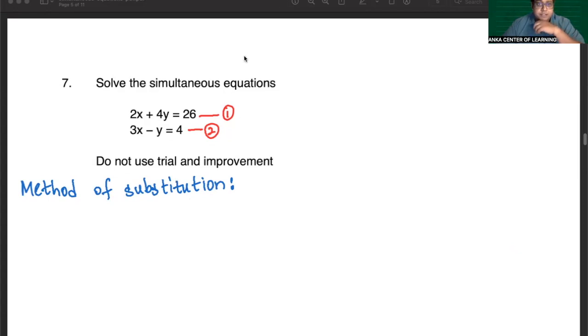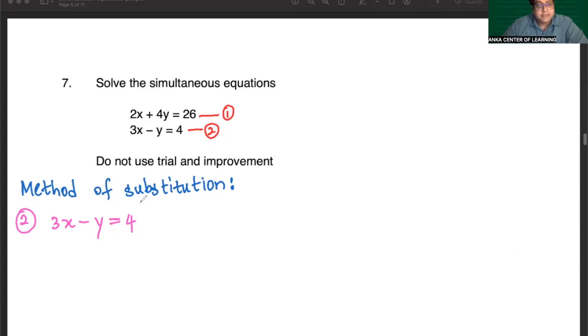I'm going to rewrite equation 2. That's 3x minus y equals 4. This is equation 2, students, and I'm going to make y the subject.